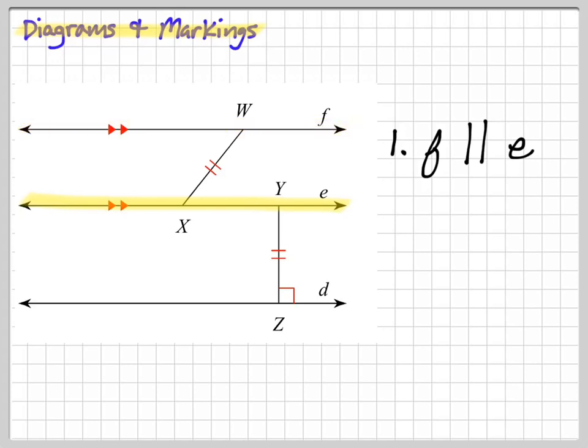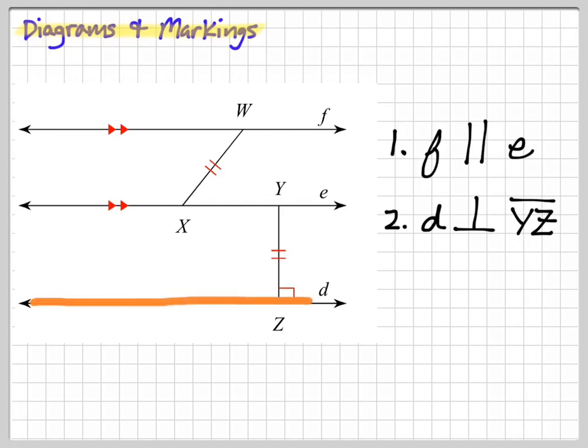I'm going to go ahead and get rid of this. Second thing, I want to talk about this box down here, which we know means perpendicular. I'm going to say line D, that's this line right here, is perpendicular with this segment right here from Y to Z. And I can see that by the little box right here.